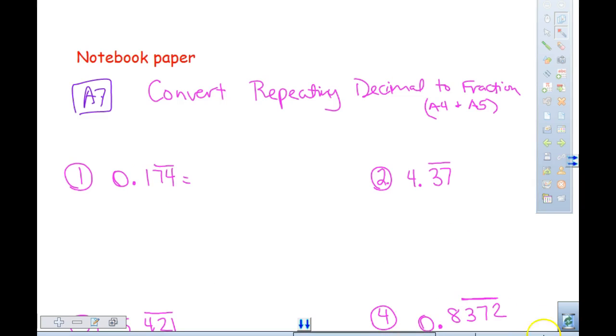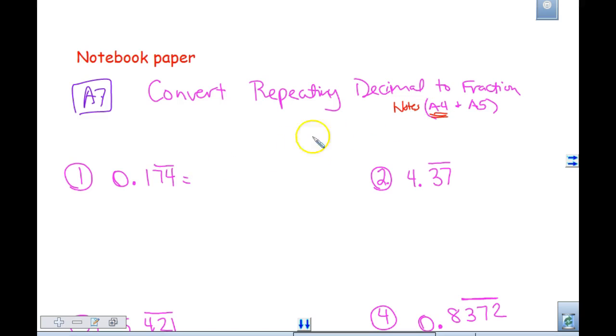So, on this piece of notebook paper, please put at the top A7. So this is why I needed you to have notebook paper. Please put A7 at the top. And if you are going to look in your notes, this is in the notes for A4, right? Where we converted repeating decimals to fractions. So, any of you that got back papers today that said redo, okay? You want to hand them back in to me after you've redone them. You're going to get all the points on those if I have your work, okay?